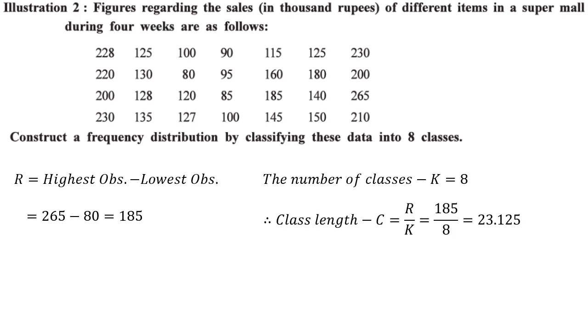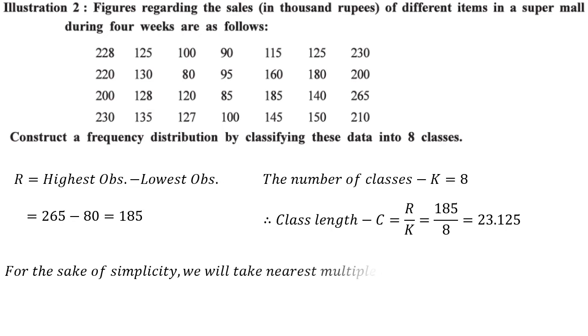So actually the class length which we should be following is 23.125, but a class length with such a decimal value is very difficult. So for the sake of simplicity, we will be taking a class length in the nearest multiple of 5, that is 25 as class length. Okay, so the class length that we are going to take is 25, which is nearest to 23.125 and is the multiple of 5. As I have told you, if the class length is in the multiple of 5, it becomes easier to calculate.